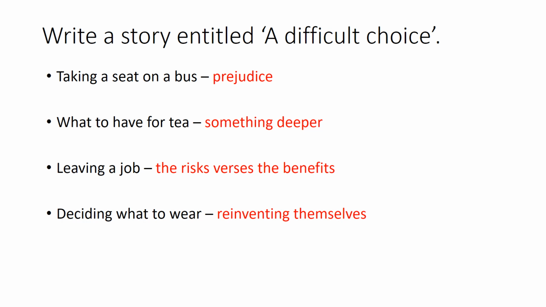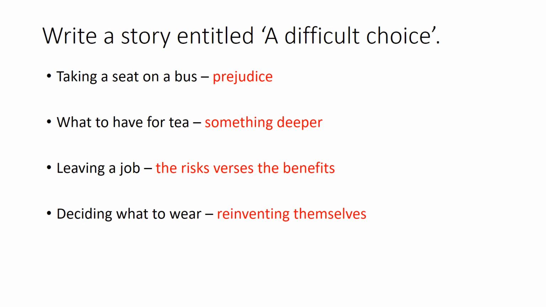For example, I've gone here for taking a seat on a bus. So we could have a difficult choice about taking a seat, and again, that's a mundane thing that most people do, but we can turn it into something more powerful, because it could be about prejudice. It could be, for example, an old lady deciding whether to sit next to a teenager, and she's making that choice, and it could be about her prejudices. We could then take that into racism and a number of different ways. You can see how we can make something very simple into a very interesting and quite emotional journey and story out of it.